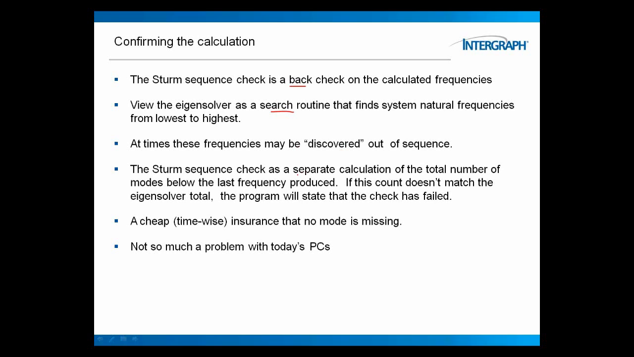But the Sturm sequence check is a separate check on the total number of modes below the last frequency produced. If the count that the Sturm sequence processor has doesn't match the Eigen Solver total, the program will say that the check failed. Okay, and then you will either increase the frequency cutoff or take a closer look at the model and reanalyze it with, like I said, a higher frequency cutoff. It's very cheap in terms of time insurance that no mode is missing. And it's not such a big problem with today's PCs.